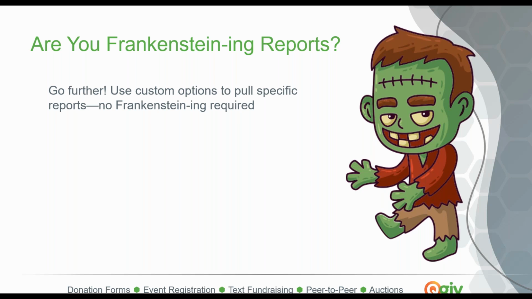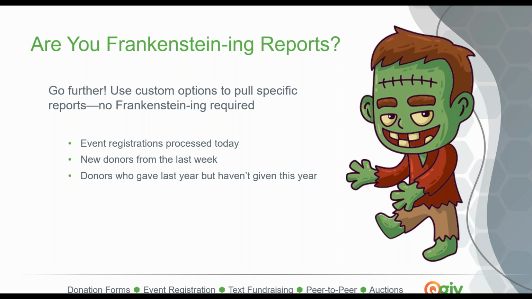You can pull together very specific reports without Frankensteining them. So you may want to look at event registrations that were processed today, or people who have given to you for the first time in the last week. If you're trying to move into a donor retention strategy, or this is really good for right now, if you're getting ready to launch your year-end fundraising campaign, you can pull a list of donors who gave last year but haven't given this year and start warming up those donors as you prepare to send them a year-end ask.